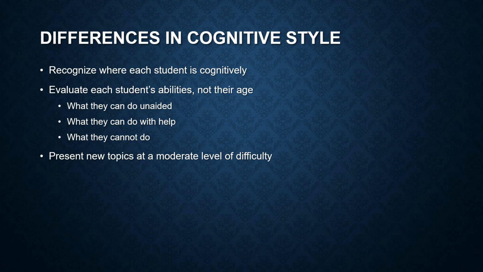Second, don't let age fool you. Evaluate the students on their abilities. What can they do unaided? What can they do with help? And what can they not do yet? New topics should be presented in a moderate level of difficulty, not too easy and not too hard. Teach to the middle.